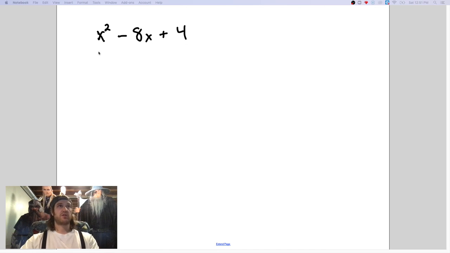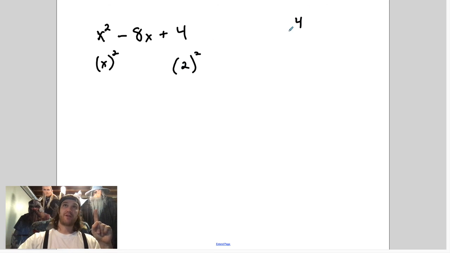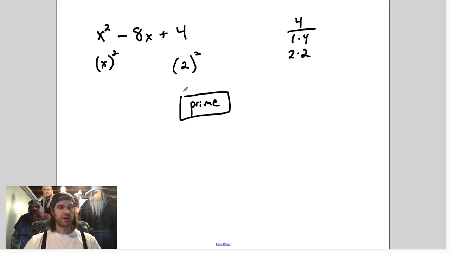Is the first term something squared? Yeah, it's x squared. Is the last term something squared? Yeah, it's 2 squared. Is the middle term twice the product of these two? No, it's quadruple the product. So this one is not a perfect square trinomial, number 1, and we would need factors. In order to factor it at all, we would need factors of 4 that add to -8, and they don't exist. So this one cannot be factored by the methods that you've been given. We would say that this is prime. There's no way for us to factor it.